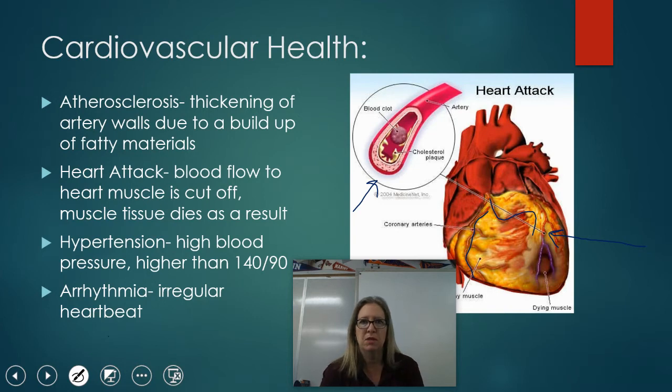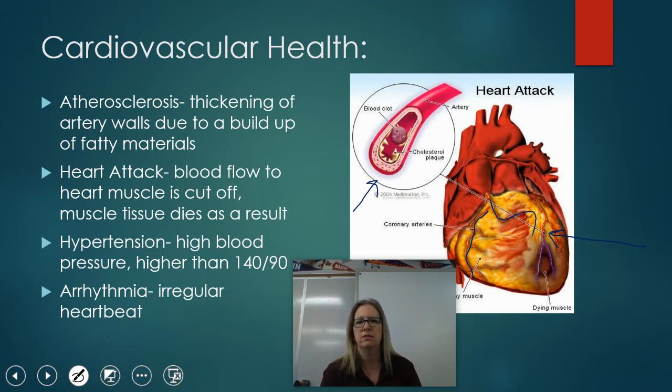Hypertension. We talked about blood pressure in a previous lesson. Hypertension is when your blood pressure is too high. And there's different levels and there's different requirements, but in general, if somebody's blood pressure is higher than the systolic being 140 and the diastolic being 90, they would be considered to be hypertensive. And maybe their diet would need to change. Sometimes people have to go on medication for that.